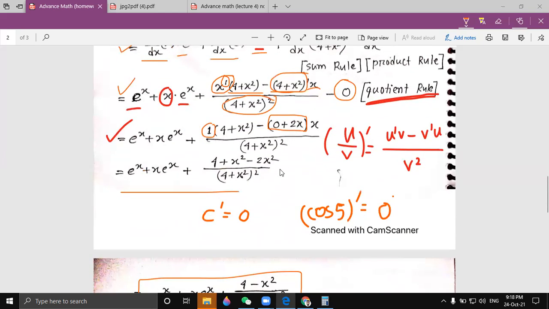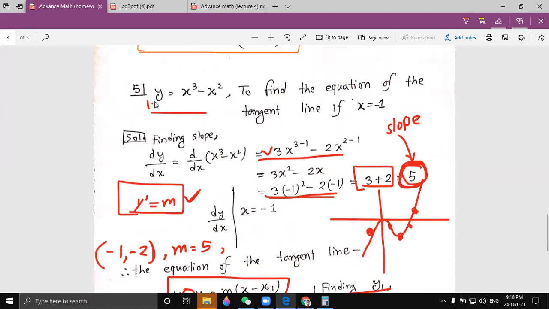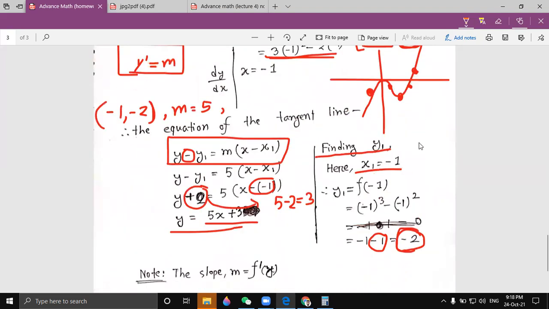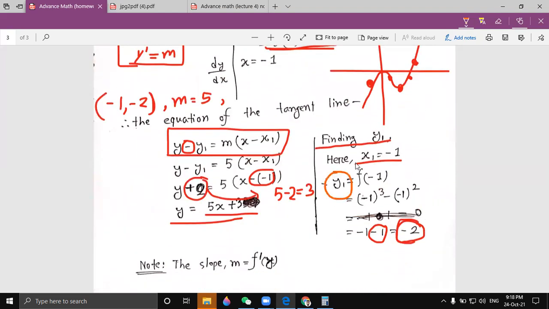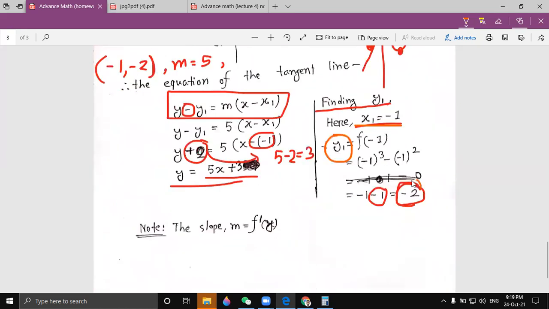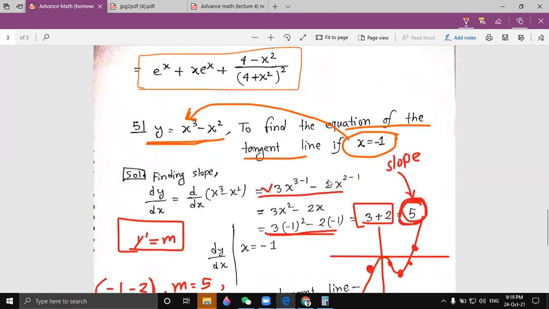So now we can see the last example. Here we have y is equal to x cube minus x square, and we have to find the equation of the tangent line at x is equal to minus 1. You can see no point is given, but you can find the point by putting the value of x directly in the function. Then you get y is equal to minus 2, which means our point is minus 1 comma minus 2.